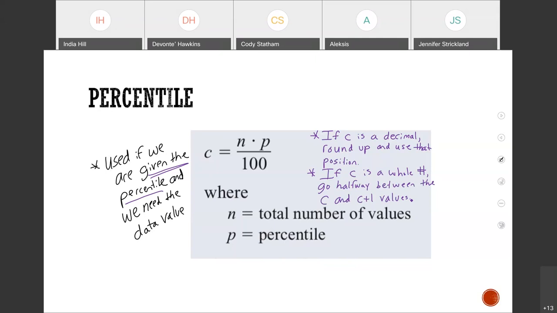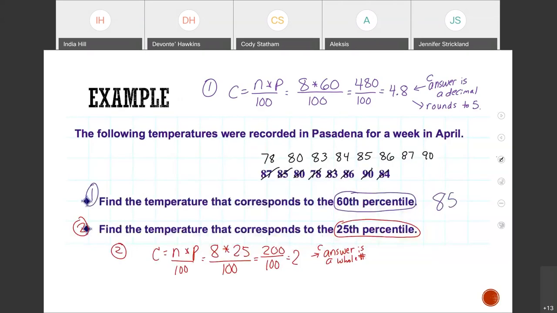So what that really means is we're going halfway between that one and the next one. C plus 1 would be the next value in the list. So let's go back to our example. Our C value is 2. So I'm going to go to my list and find the second value, which is the 80, and I'm also going to look at the next one. We're going to go halfway between the second value, because the C is 2, and the next one. So I'm somewhere between 80 and 83 as my halfway point.